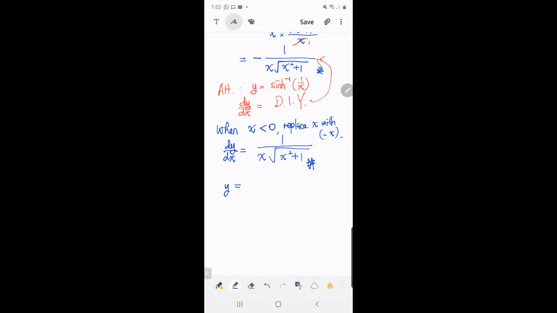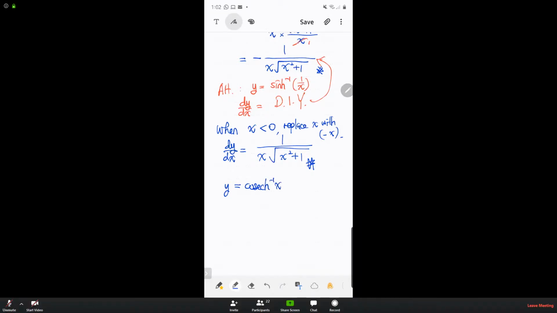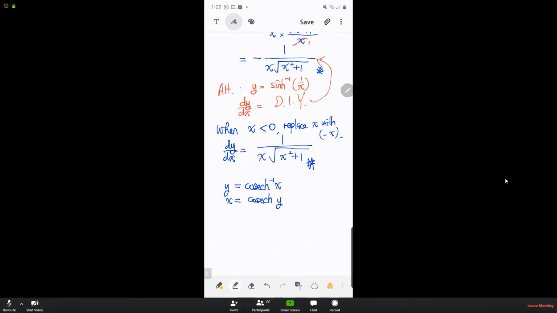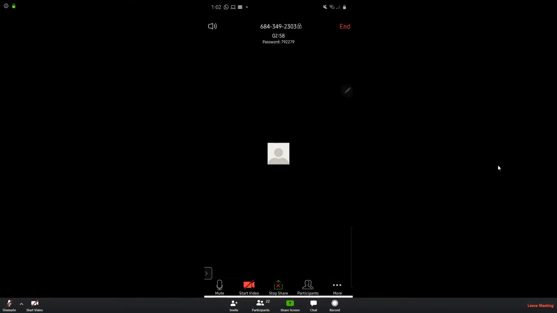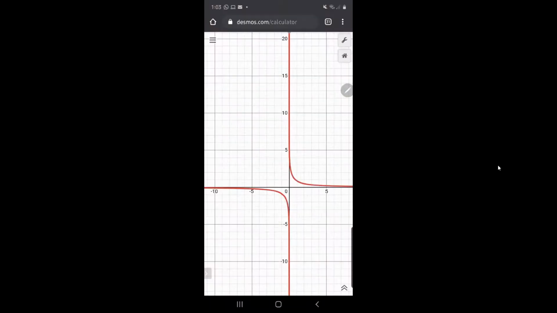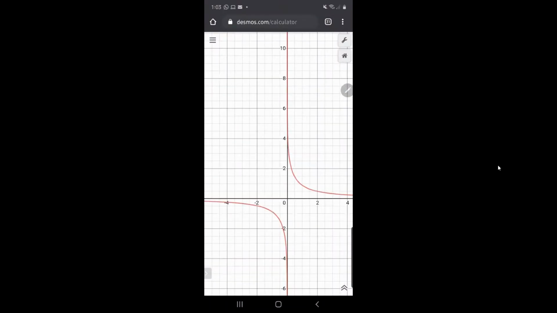So I have y equals cosec inverse x, right? When I key it in, I want to use the Desmos graphing calculator, so I change this to x equals cosec y. Then you can plot the graph. Actually, if you enlarge it, you look at the dy dx.